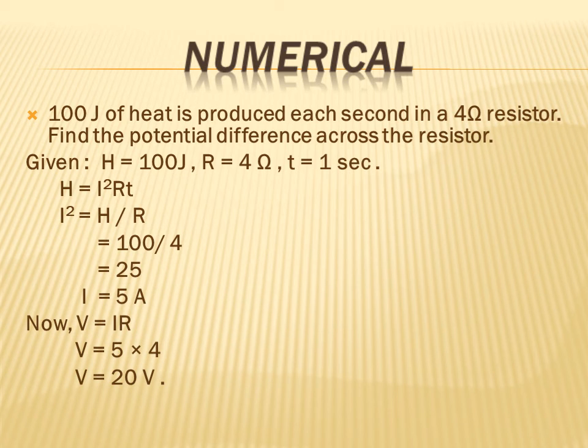Then by using Ohm's law, that is V is equal to I R, we can calculate the potential difference across the resistor. After putting the value of current 5 ampere and resistor value 4 ohm, we get 20 volt, that is the potential difference across the resistor.